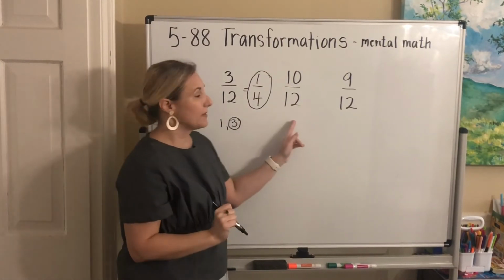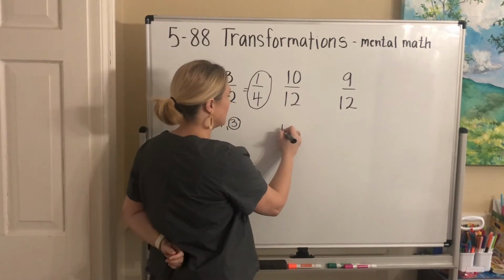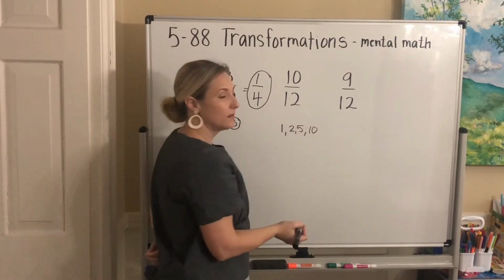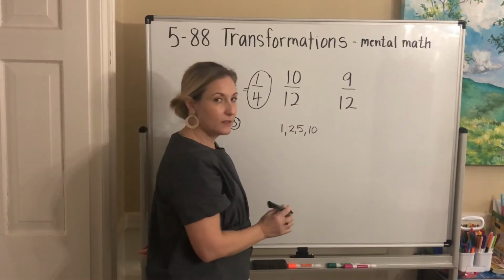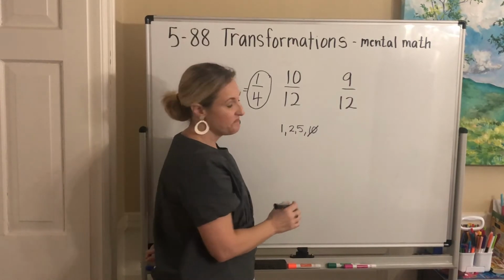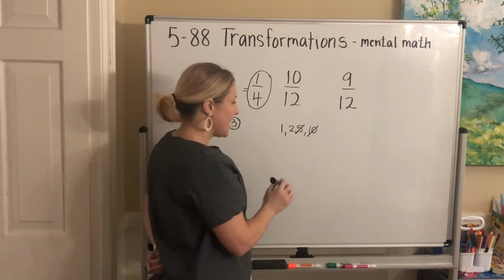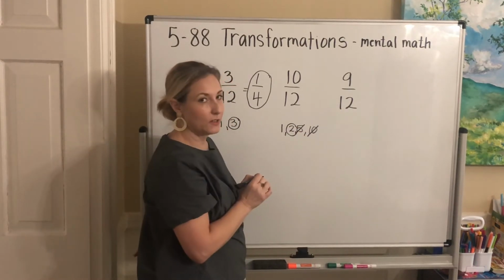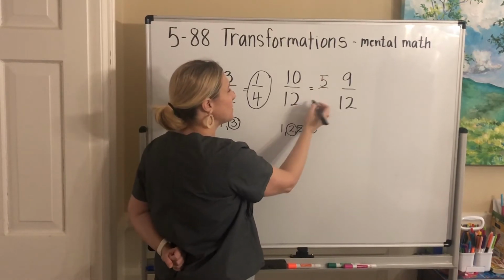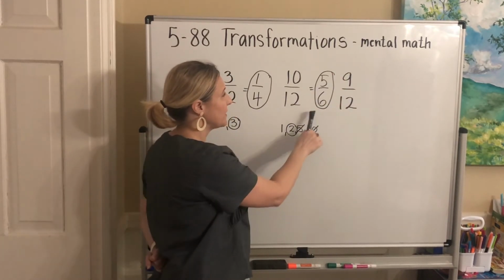Okay, let's do the same method with 10 twelfths. Go to the lower number. Factor it. The factors of 10 are 1, 2, 5, and 10. Does 10 go into 12 evenly? No. Cross it out. Does 5 go into 12 evenly? No. Cross it out. Does 2 go into 12 evenly? Yes. So 2 is our greatest common factor. 2 goes into 10 5 times. 2 goes into 12 6 times. So we just reduced 10 twelfths to 5 sixths.